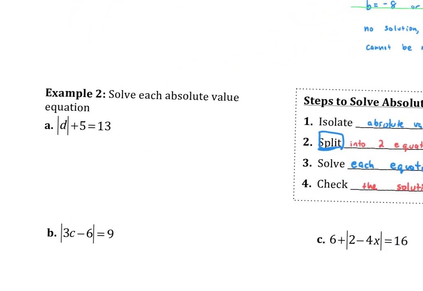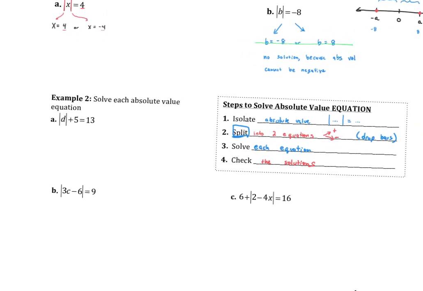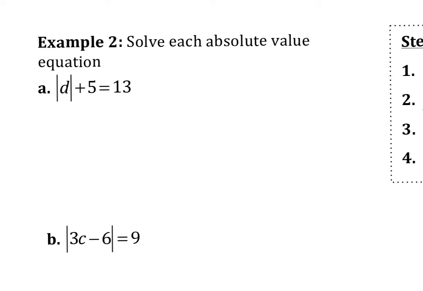Okay, so now let's take a gander and solve each of these problems together. Our first step here is, again, we need to isolate the absolute value. The first major step is to get this by itself. And notice that I have the plus 5 that I need to get rid of. So let me go ahead and do that. I'm going to subtract 5 from both sides. Bring down the absolute value.